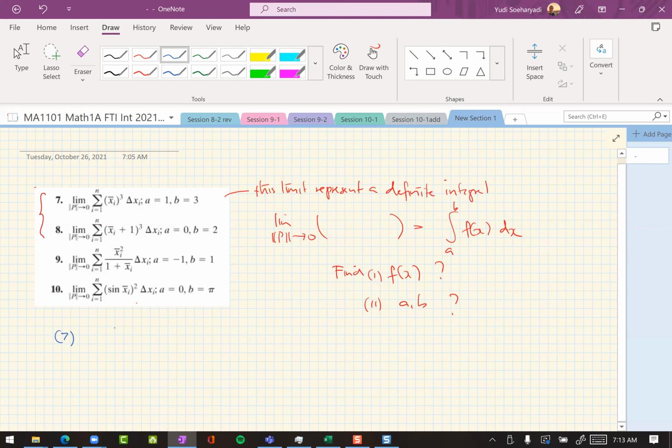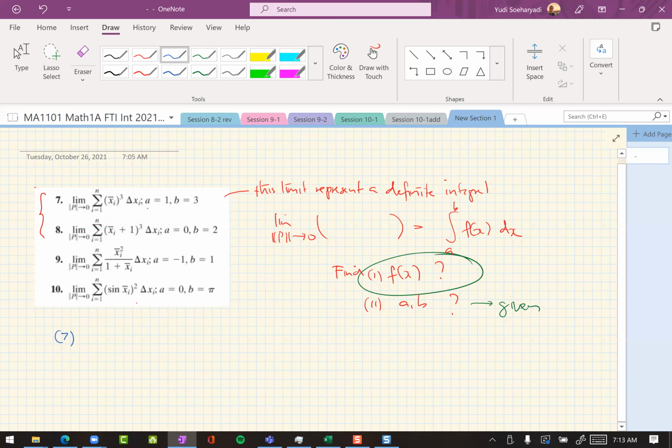So we have this limit here. We don't need to rewrite this. a and b are already given, so we just need to find f. Okay, so let's see how we do this one.